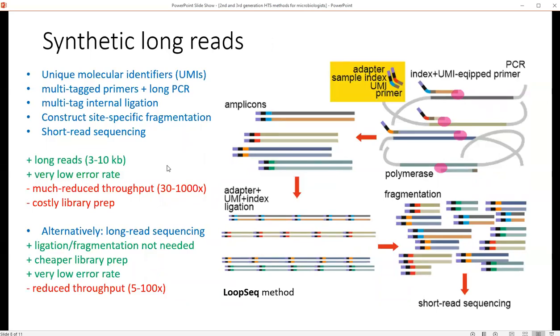There are also additional approaches that utilize short reads for building synthetic long reads. So these methods are called synthetic long read methods, or UMI related methods. UMI stands for a unique molecular identifier, which is a key in these methods.